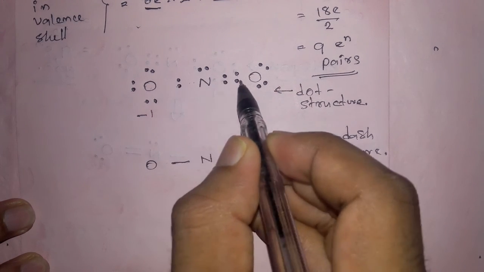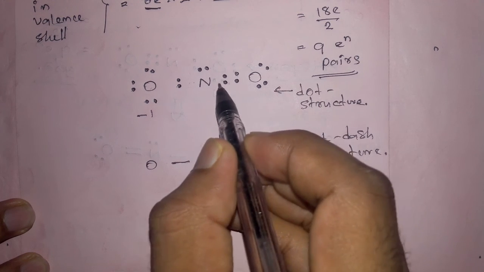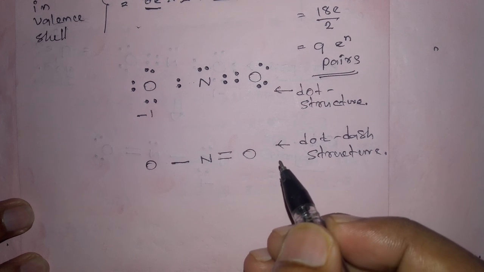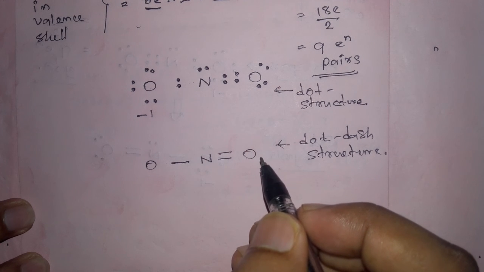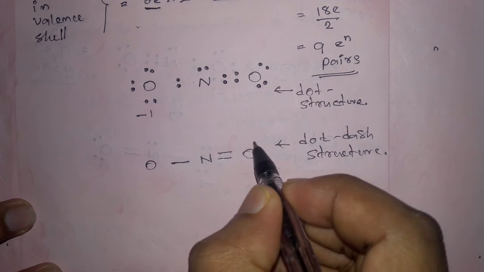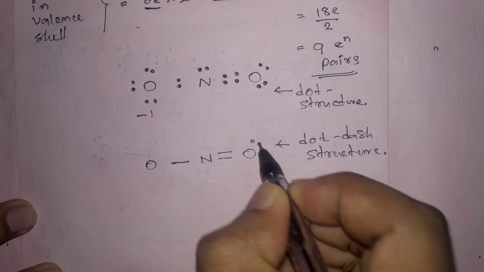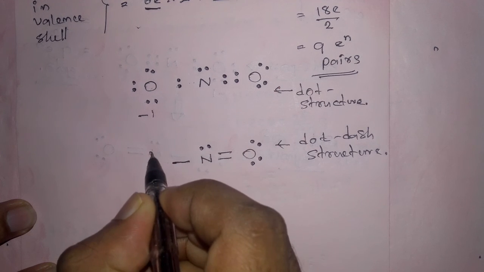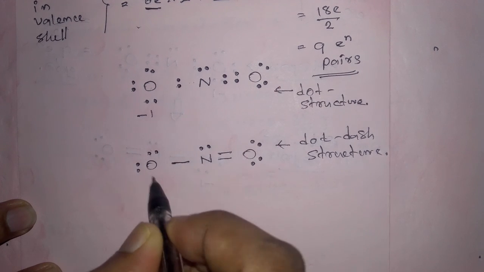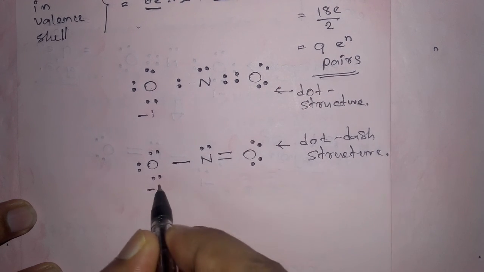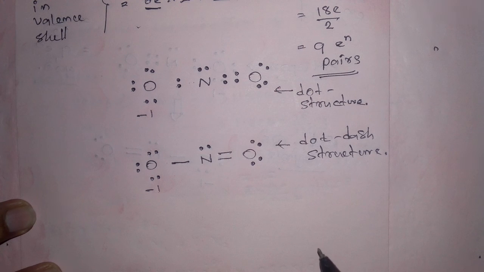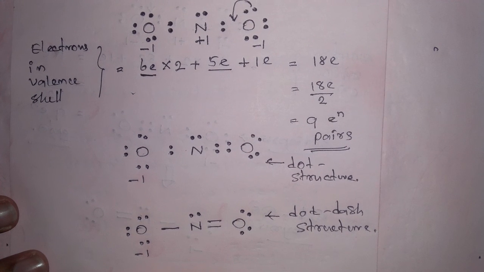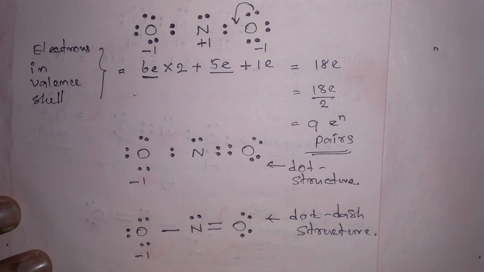You can see there are 2 bonding electron pairs, so we have to use 2 small dashes to indicate this double bond. Then mark lone electron pairs like this. So we have drawn the Lewis structure of nitrite ion.